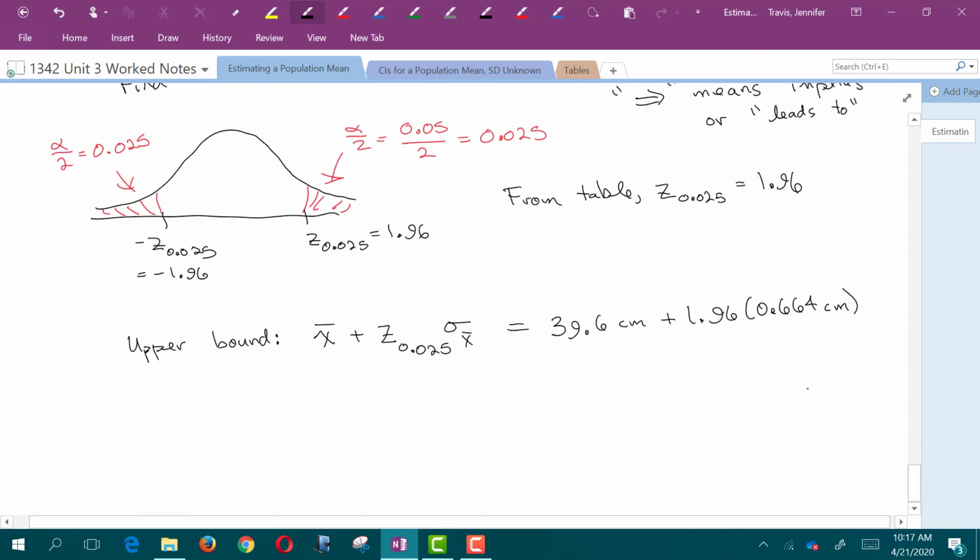So grab your calculator and work this out, and you should get approximately 40.90. I'm going to round it to the second decimal place. We usually round it to one decimal place beyond where our mean was rounded to. Okay? And so then we're going to do the lower bound.